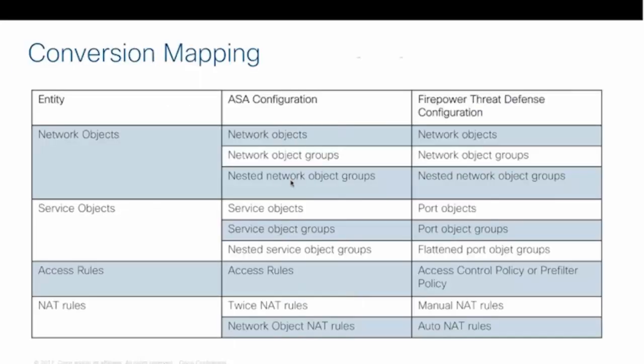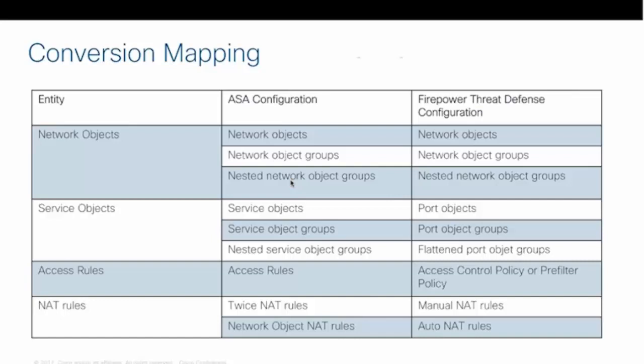The conversion mapping table gives us an idea on how the migration tool converts each of the ASA configurations into equivalent FirePOWER threat defense configuration. For network objects such as network objects, network object groups, nested network object groups, the FirePOWER threat defense have equivalent configuration so that the migration tool will convert them as such.